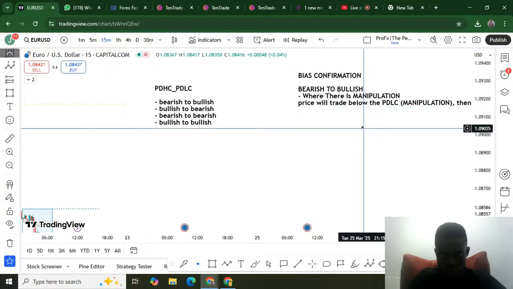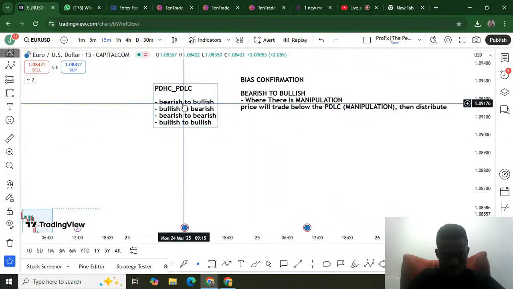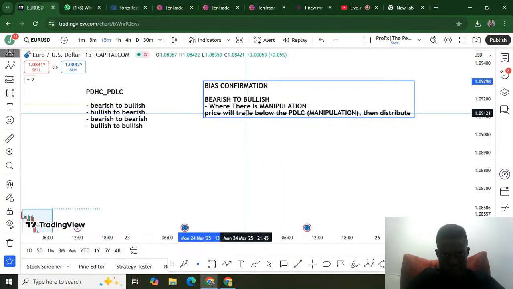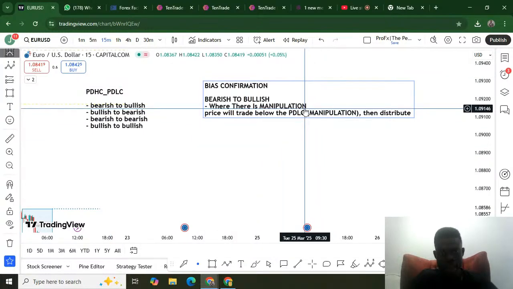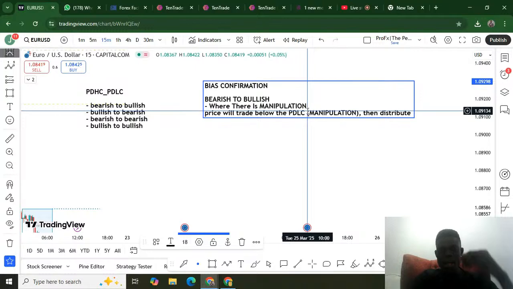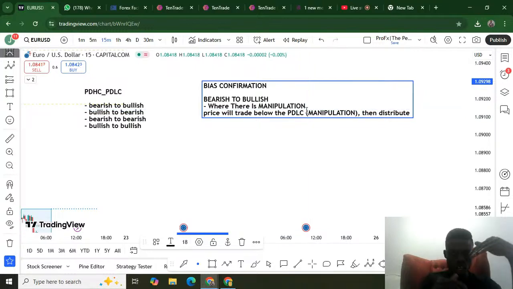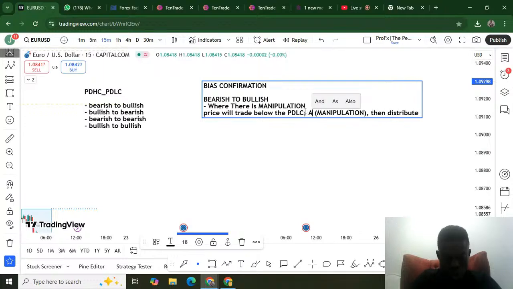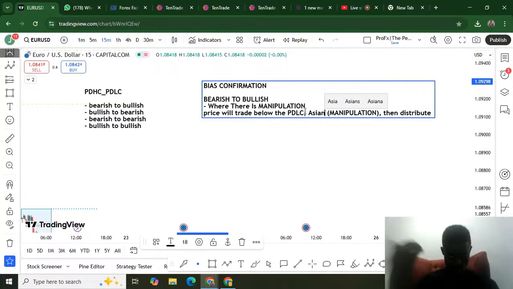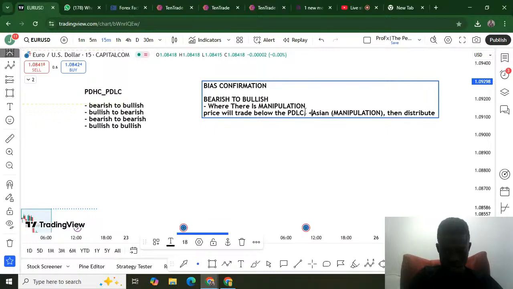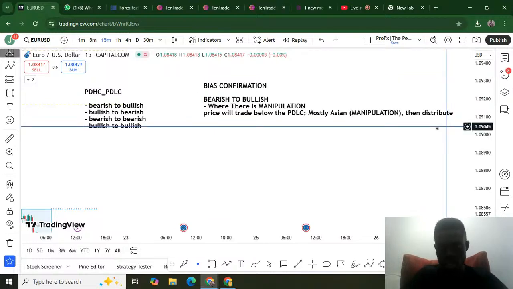It's very simple. Just follow me carefully. When there is manipulation, price will first trade below the previous day's low and close, right? And with my observation, that usually happened during the Asian session. So let me just put it Asian. But sometimes price even does that in London. Okay, so let me say mostly Asian session, mostly Asian. So we'll not be absolute on that.